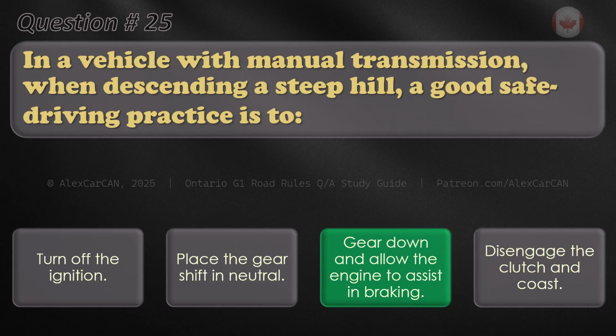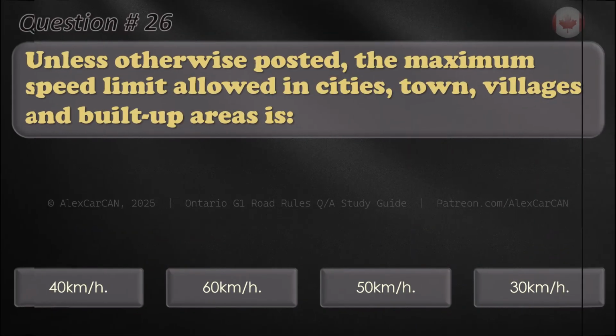The correct answer is gear down and allow the engine to assist in braking. Question number 26. Unless otherwise posted, the maximum speed limit allowed in cities, town, villages and built-up areas is 40 km per hour, 60 km per hour, 50 km per hour, 30 km per hour. The correct answer is 50 km per hour.